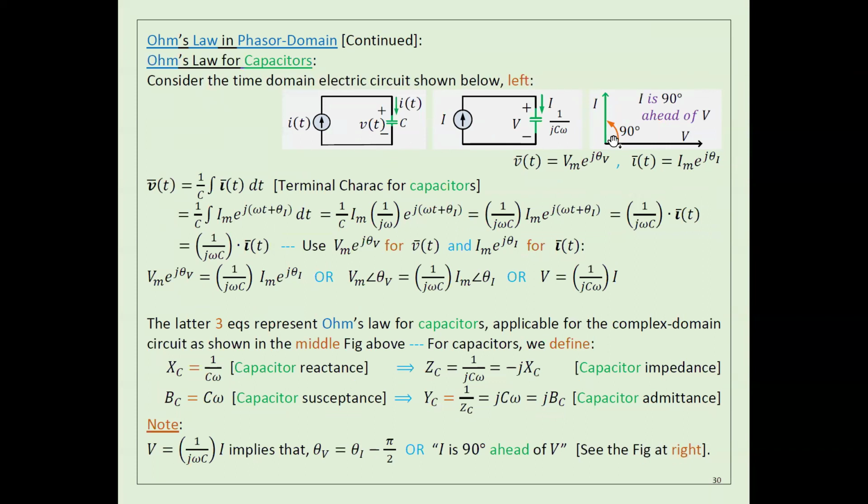Here again, for the capacitor, the current I is 90 ahead. That means theta V should equal theta I minus 90, simply because we integrate here. Because of this integration, they make a difference in the angle.